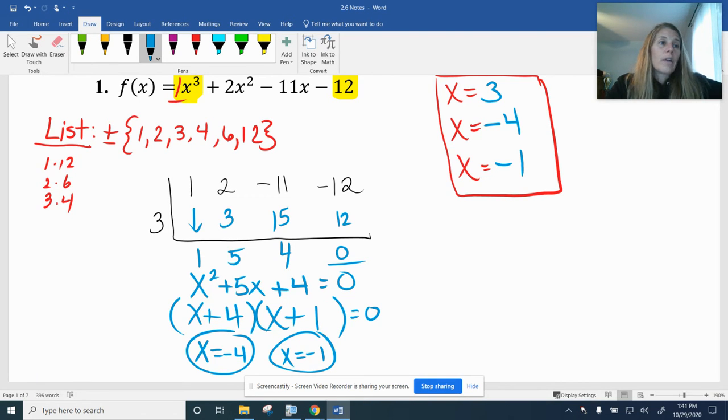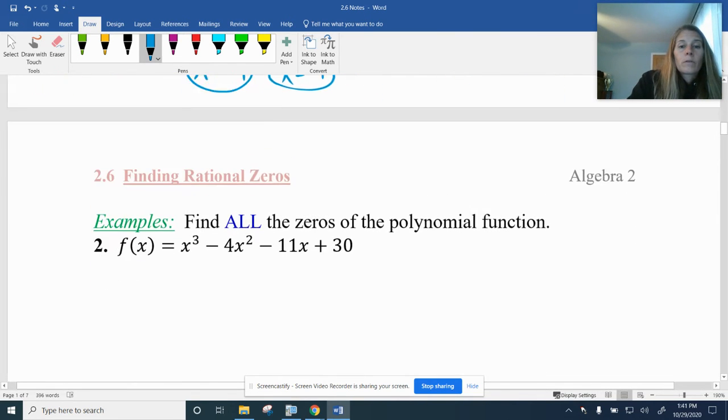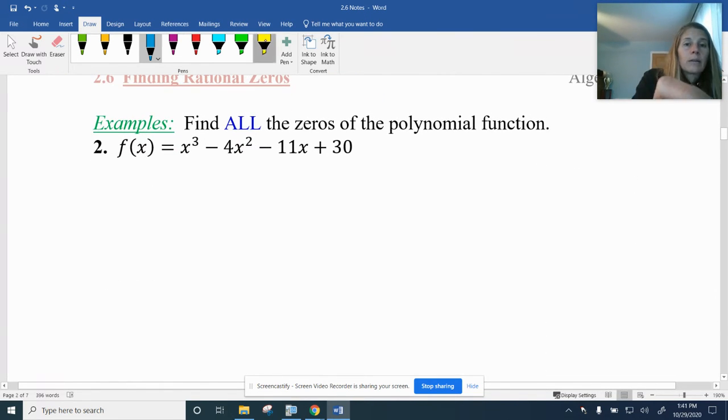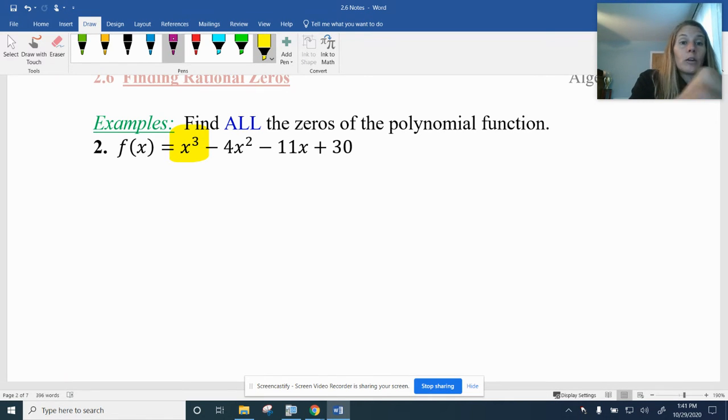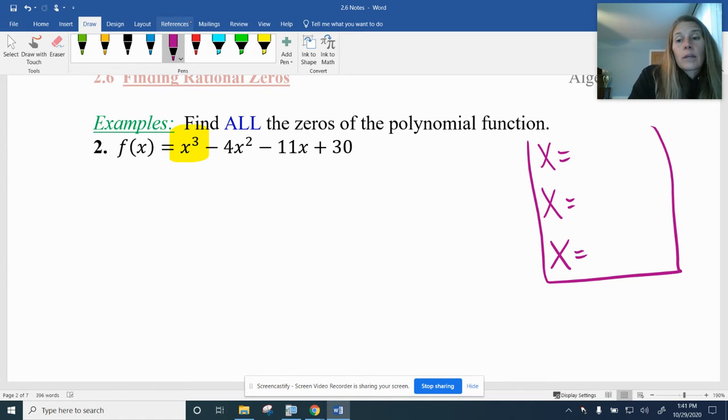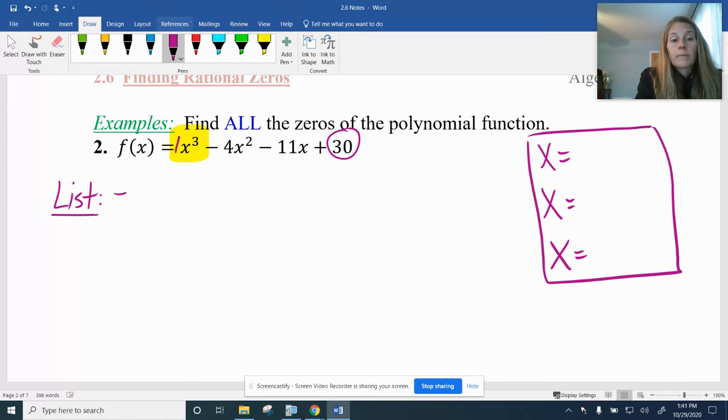All right, so we're just going to practice this now for a few more problems. Okay, so basically here again, looking at this term, I see that this is a cubic polynomial. So right away, I like to kind of just prepare myself to know that I'm going to need 3 solutions or 3 zeros. Now, in this case, this coefficient is a 1, so that's good. So all I have to do is find my factors of 30 to make my list, because they're all just going to go over 1.